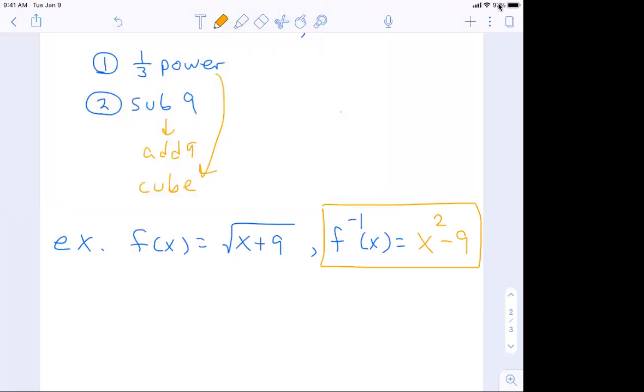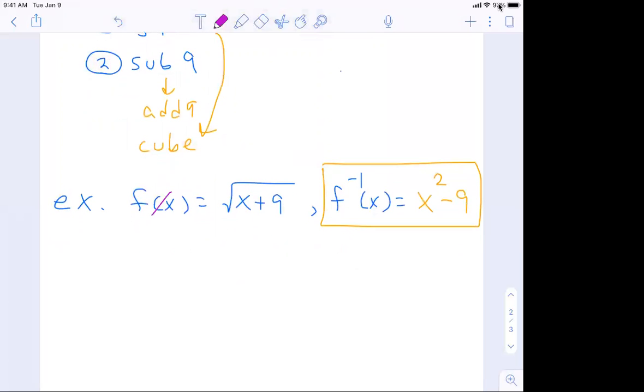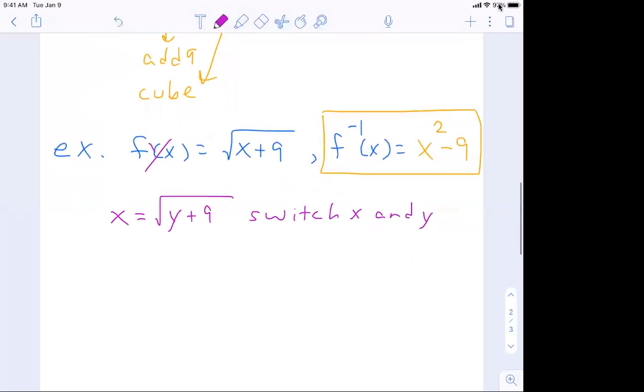Now, there is another algebraic way, if you're having trouble doing that in your head. You don't have to do both ways. But f of x is like a y equals. One way to solve it algebraically is to switch the x's and y's. So I switch the x and y and write that as x equals the square root of y plus 9. Again, I switch x and y, and then I'm going to solve for y.